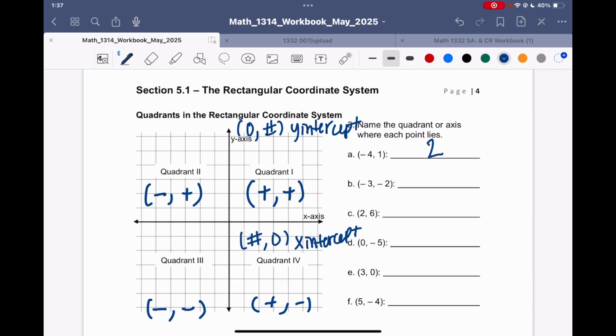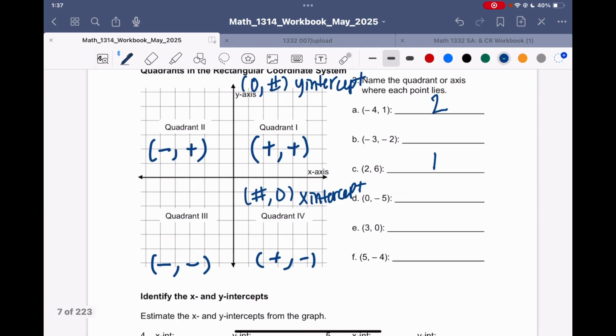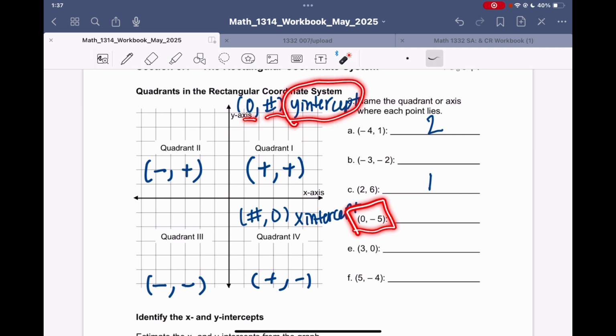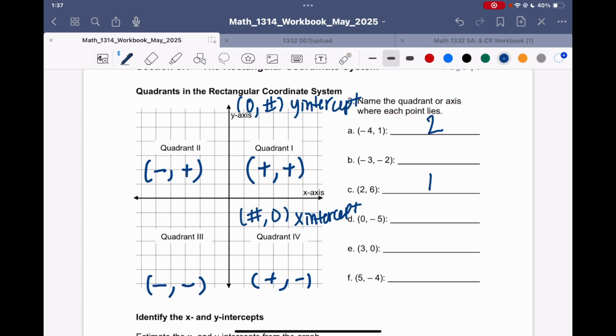We'll skip around. Let's do C. I have a positive 2 and a positive 6. That's going to be quadrant 1. All right, now let's look at D. It's a good one. I have a 0 and a negative 5. If it starts with a 0 and is followed by some number, it doesn't matter if the number is positive or negative, it's automatically a y-intercept. So name the axis where the point lies. This is going to be the y-axis. It does not lie in a quadrant.